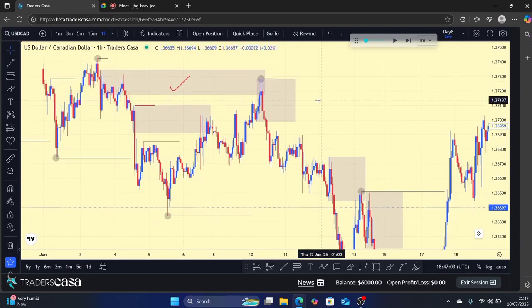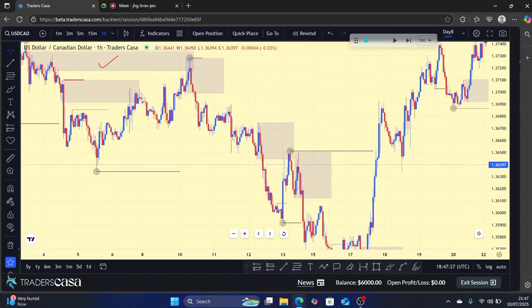So after that, price mitigated the extreme POI. I don't know if there is some noise on my side, because it's raining here. So if you hear too much background noise, just know that it's raining on my side. So right here, price made that bearish break of structure.